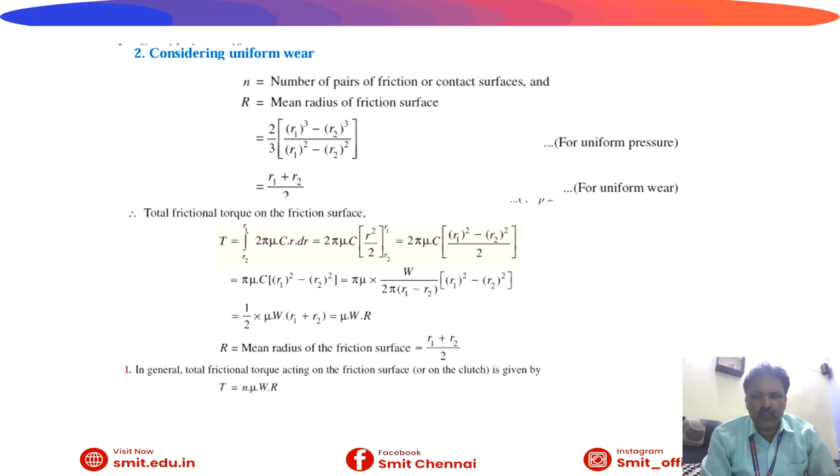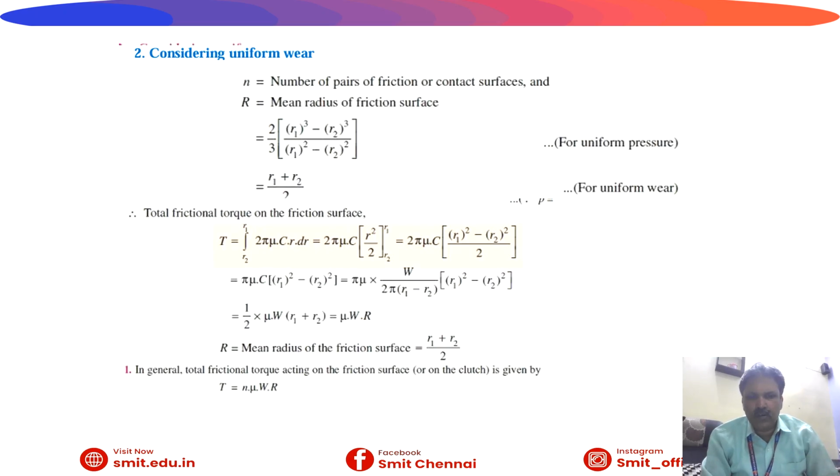So two conditions are there. One is considering uniform pressure, another one is uniform wear. For uniform pressure, R equal to 2 by 3 into R1 cube minus R2 cube divided by R1 square minus R2 square, which we already discussed. Uniform wear means R1 plus R2 divided by 2, that is the capital R. Again substitute this value. We are deriving the expression, and you will get half mu W into R1 plus R2 equal to mu W R. Mean radius of the friction surface is equal to R1 plus R2 divided by 2.